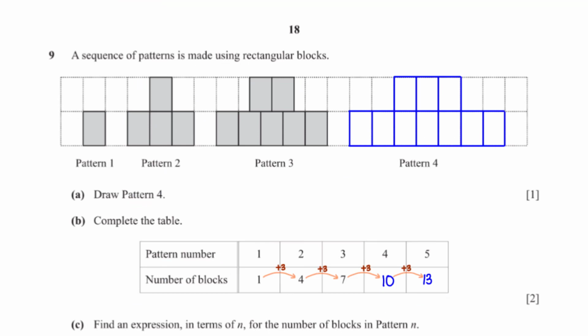A sequence of patterns is made using rectangular blocks. Draw pattern 4. To get the blocks for pattern 4, we add 1 more block to the top and 2 more blocks to the bottom of pattern 3. Complete the table. We see that the number of blocks are increasing by 3. So to get the number of blocks in pattern number 4, we add 3 to 7, which gives us 10. And to get the number of blocks in pattern number 5, we add 3 to 10, which gives us 13.